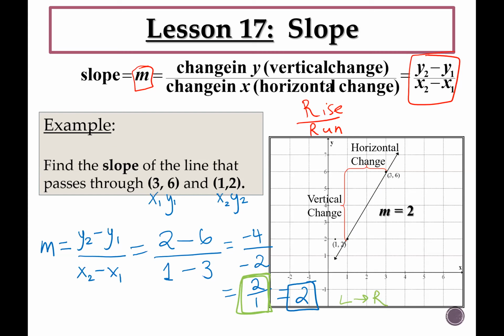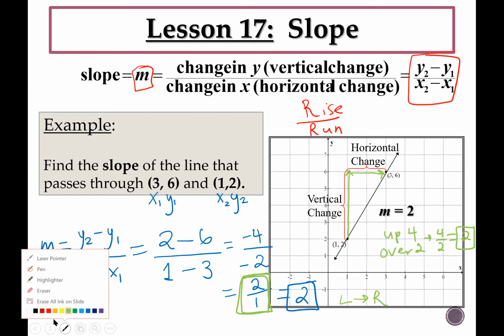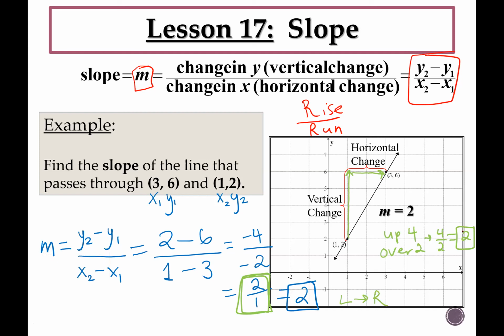So starting at this point, (1, 2), let's count our vertical change. So we're going up 1, 2, 3, 4, and then over 1, 2. So up 4, over 2. 4 over 2, there we are back to our answer of just 2 over 1, or positive 2. So that's another way to find our slope. We can simply count rise over run on our line.